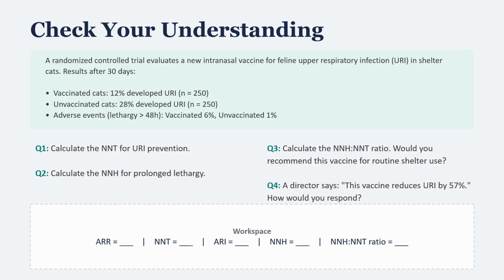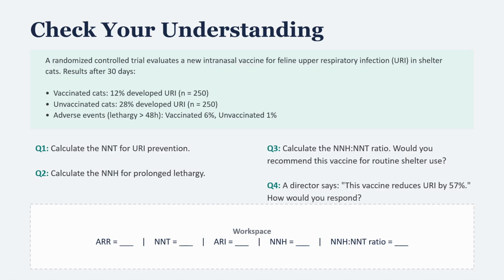Question 3, NNH to NNT ratio and interpretation. NNH to NNT equals 20 to 6, approximately 3.3 to 1. For every 1 additional cat experienced prolonged lethargy, approximately 3.3 cats are protected from URI.